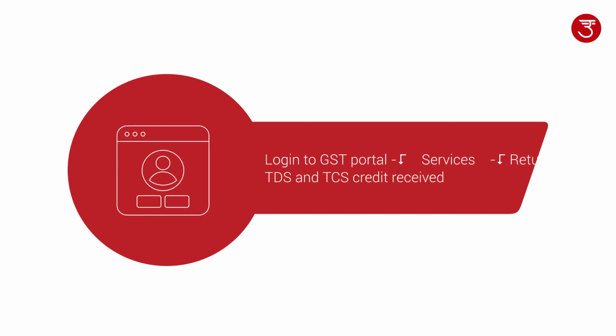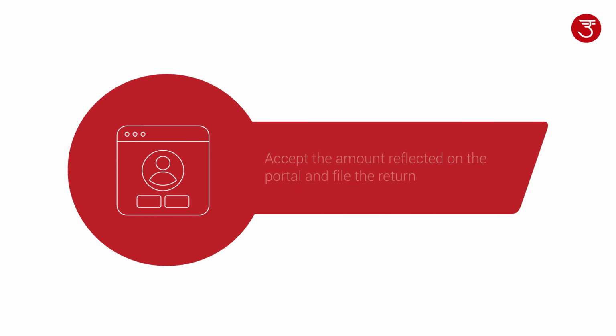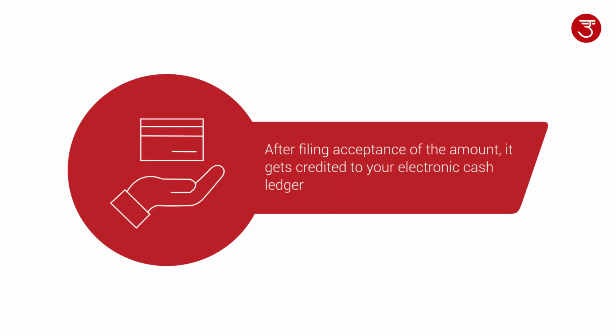You can view this by logging into your GST portal, then clicking on Services, then clicking on Return and choose TDS and TCS Credit Received option. After logging in, accept the amount reflected on the portal and file the return. After filing acceptance of the amount, it gets credited to your electronic cash ledger.